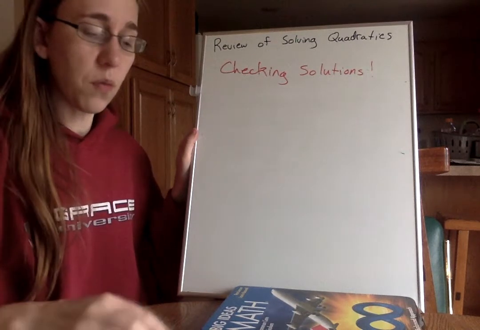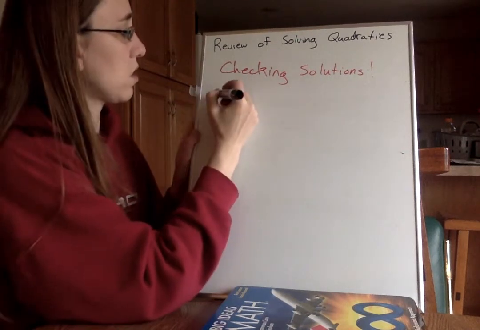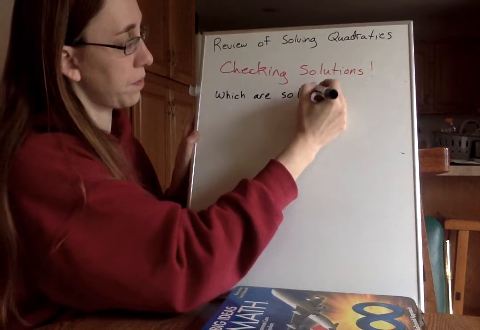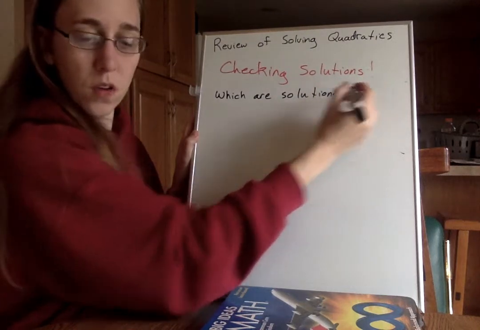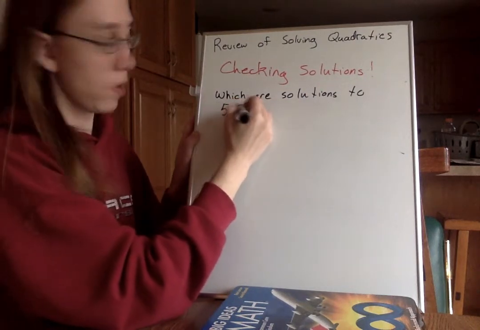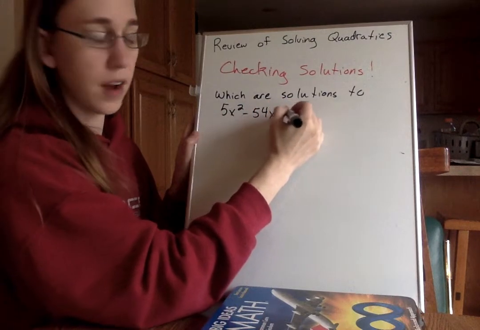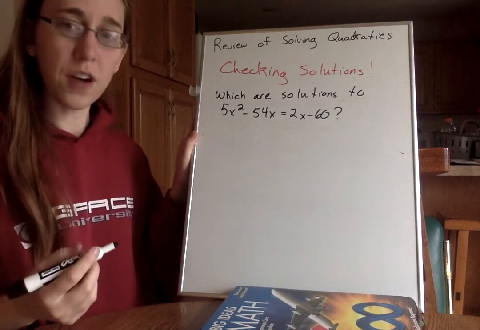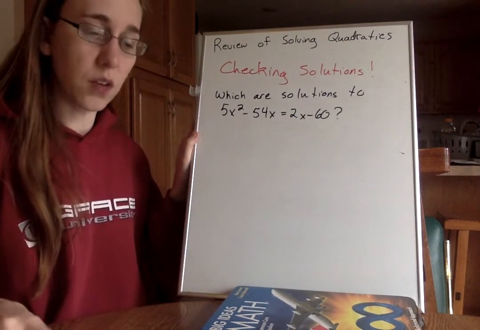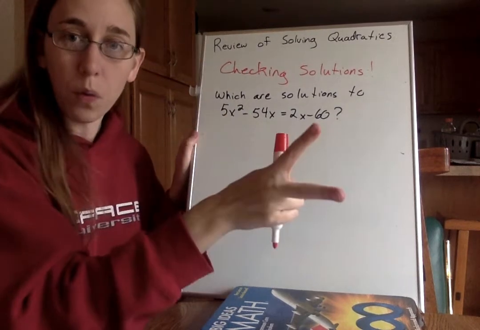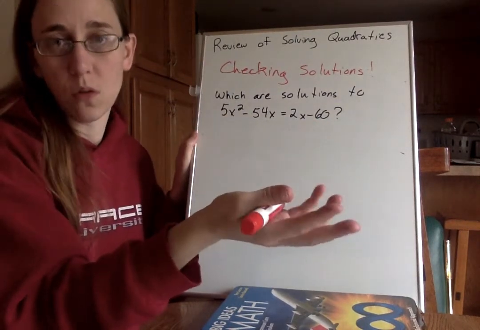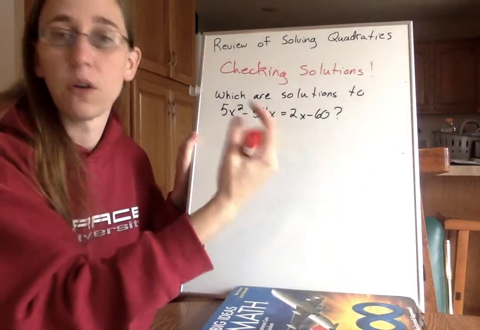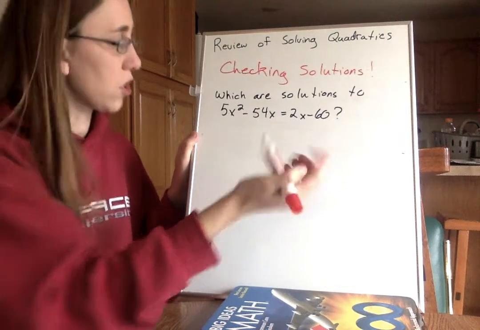So, it could also be written as a problem like this. Which is a solution, or which are solutions to this problem? 5x squared minus 54x equals 2x minus 60. Okay, so we're going to check a couple different numbers and see which ones do and do not work. Now keep in mind, it's a quadratic. We might have two answers. It's also possible that it's a no real, so none of them would work. Or that if we did the quadratic formula, we'd have a 0 and there's only one thing that works. So we're just going to try a couple different ones.